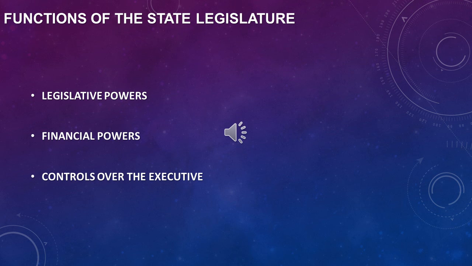Then the functions of the state legislature. The state legislature consists of two houses: the legislative assembly and the legislative council. Members of the legislative council are not elected directly by the people of the particular state. One third are elected by the local bodies, one twelfth by the graduates, the remaining one twelfth by the graduate teachers, one third by the members of the legislative assembly, and one sixth nominated by the governor.